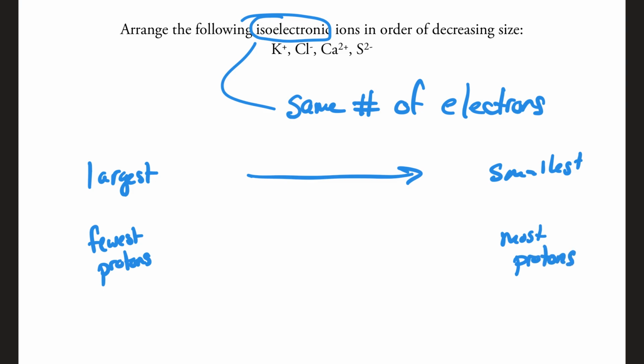Well, it goes back to Coulomb's law. Charge over distance. Number of protons over the number of occupied energy levels. Well, the number of occupied energy levels in all of these isoelectronic ions is the same, so it's going to come down to an analysis of the protons.